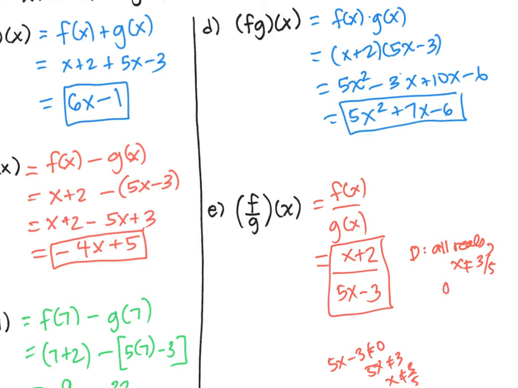If they ask you for interval notation for your domain, which your book often asks for, I want to include all the values from negative infinity to positive infinity, but I want to exclude 3/5.